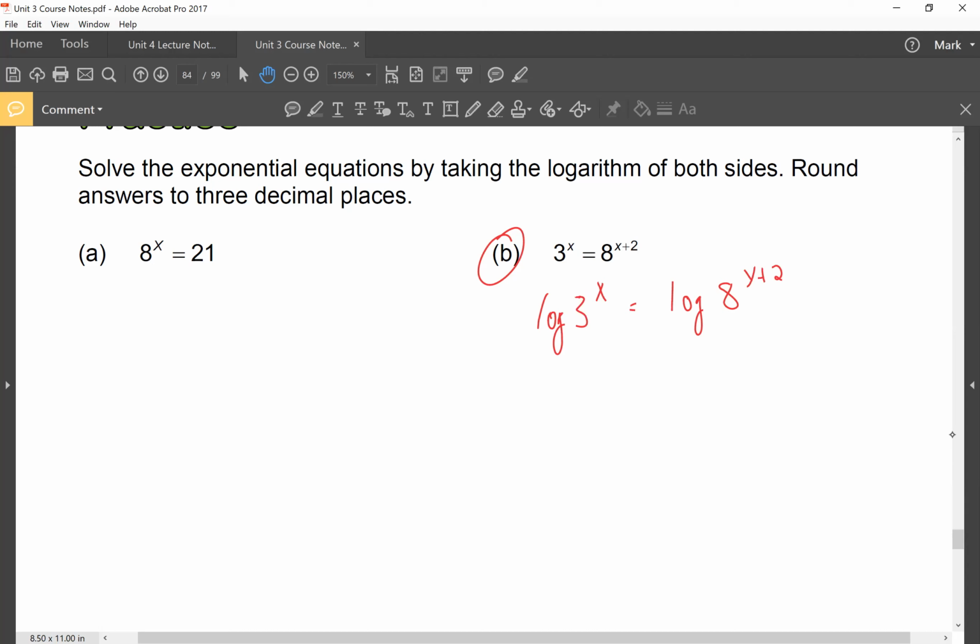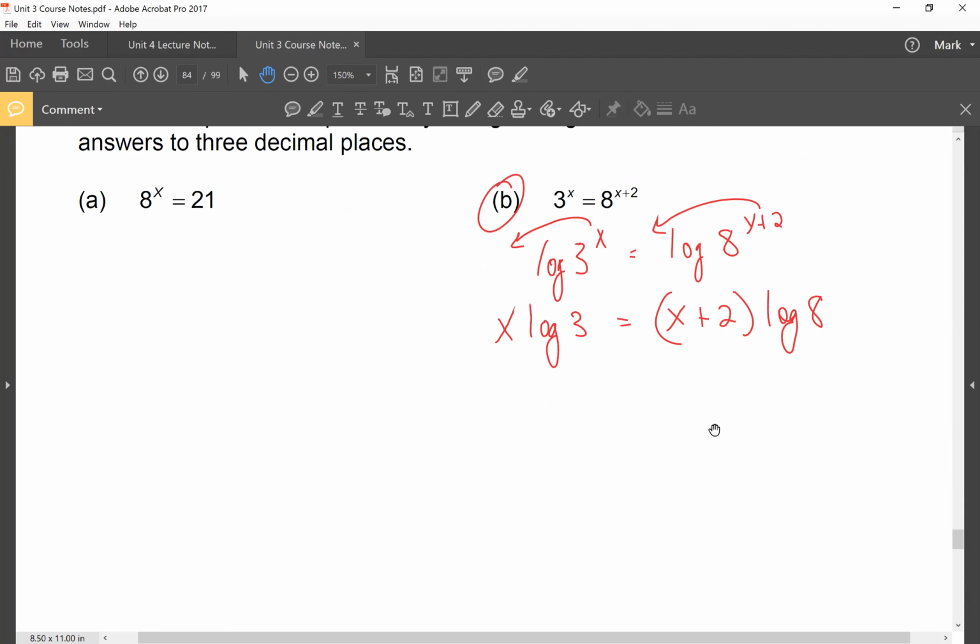All right, now that I've done that, this allows me to move the exponents down in front of the equation. So I get x log 3 equals (x plus 2) log 8. Actually, B is a pretty tricky one to get started with. Well, no, sorry, it's not tricky. It's just more work than I thought it would be for question B. Usually questions A and B are so easy.